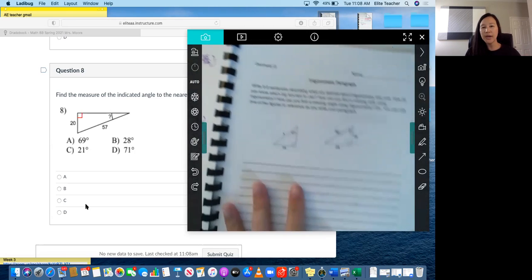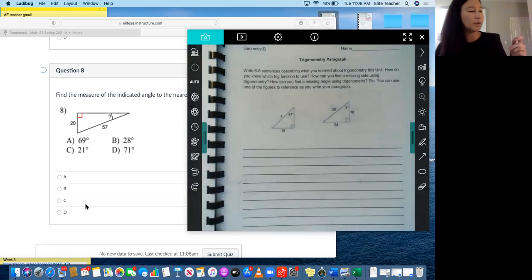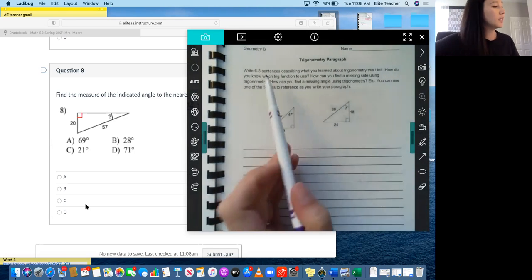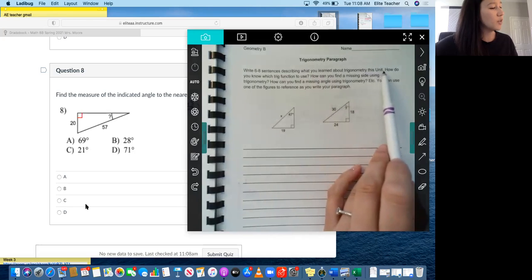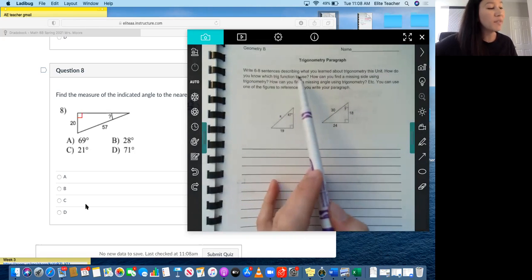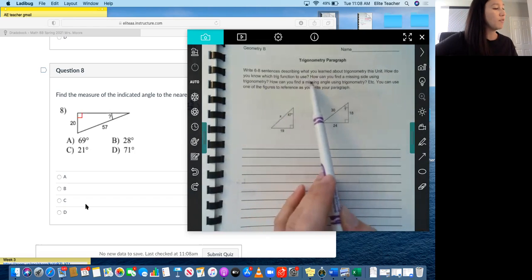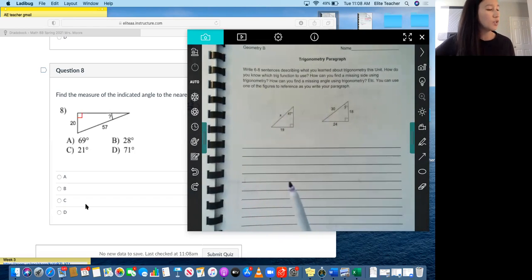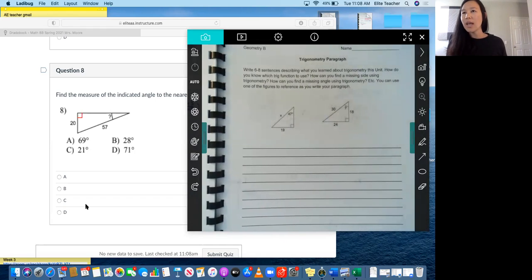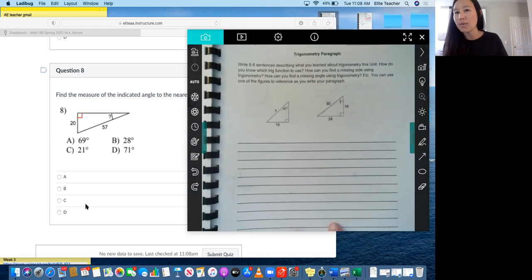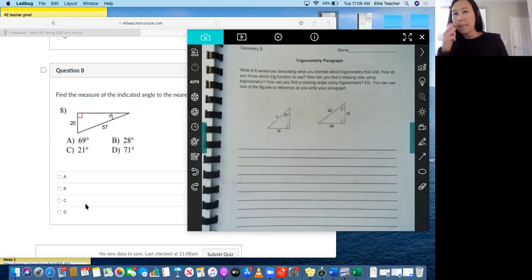But go ahead, I do want you guys to write this paragraph. It's important to write. You're going to do 6 to 8 sentences describing what you learned about trigonometry this unit. How do you know which trig function to use? How can you find a missing side using trigonometry? How can you find a missing angle using trigonometry? So use your notes and just explain the steps. You have the steps in your notes to write down. That's all you have to do for the rest of the week, this trig paragraph. It's not bad, right?